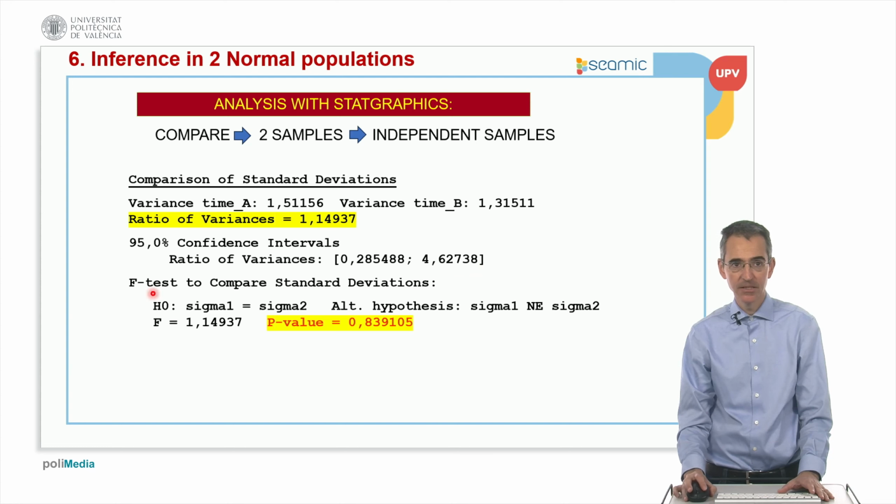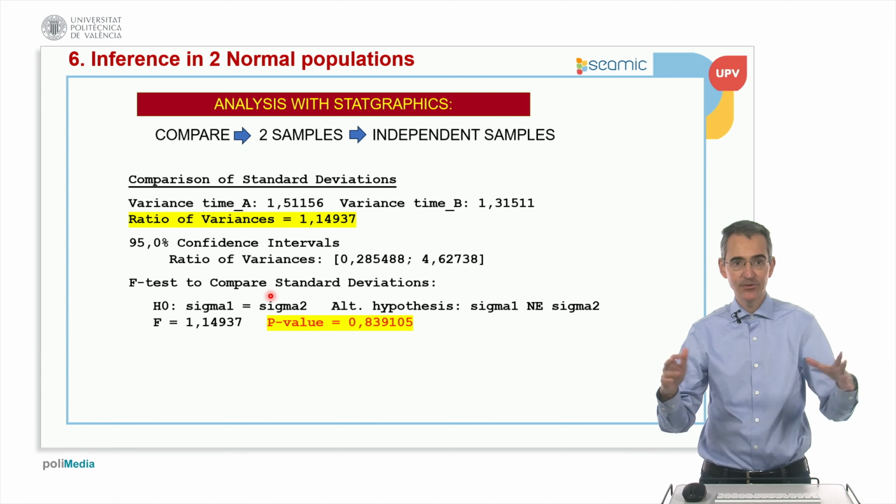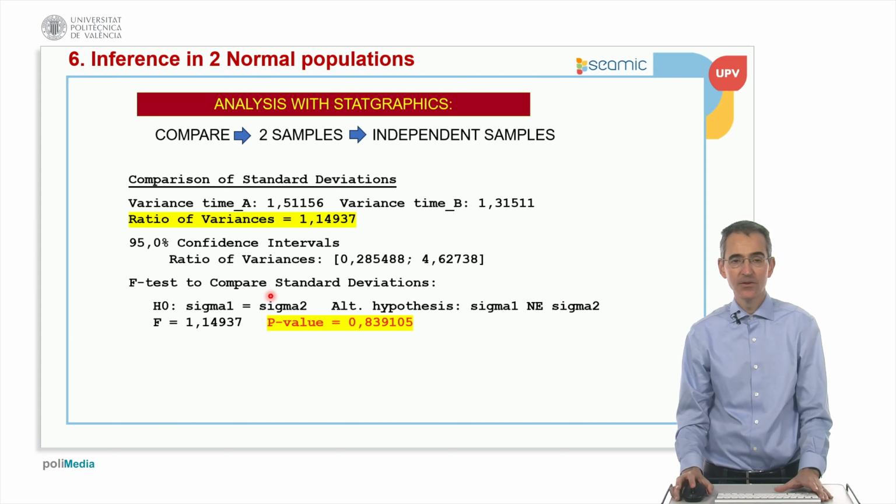So there's another method, the F test, with the null hypothesis sigma 1 equals sigma 2. Remember that sigma is the Greek letter used for the population standard deviation. So both populations have the same standard deviation. The alternative hypothesis is that they are not equal. The contrast statistic is the ratio, and the software computes a p-value.